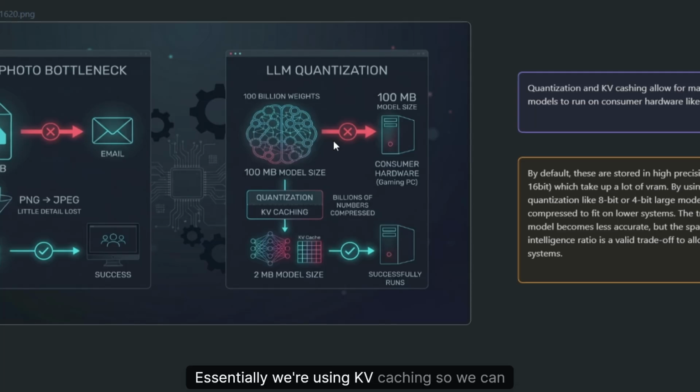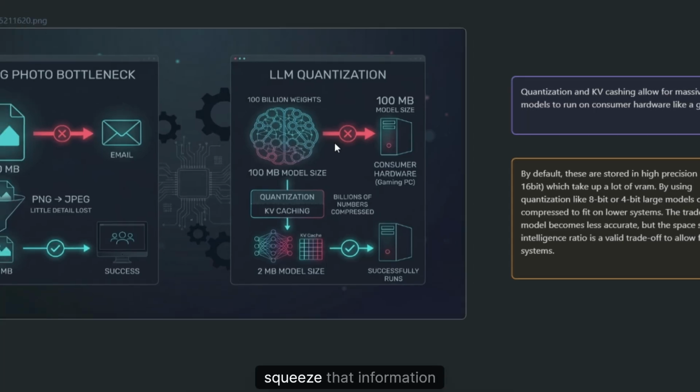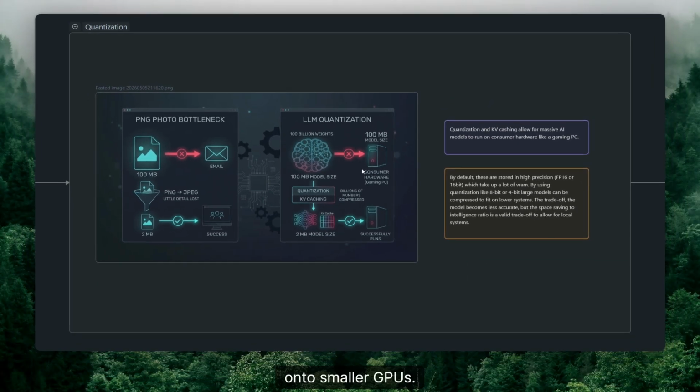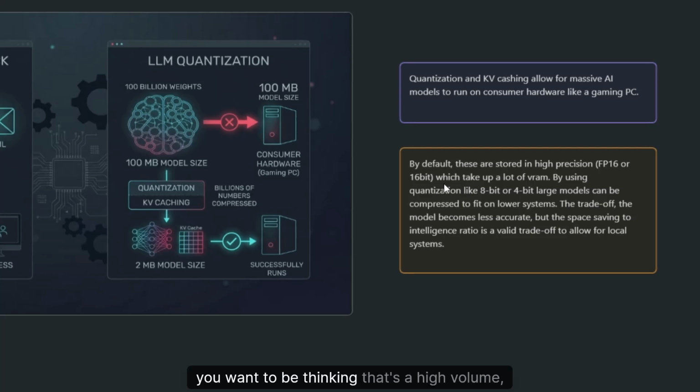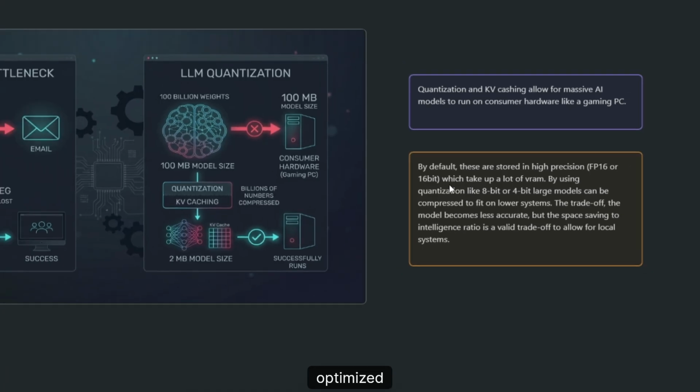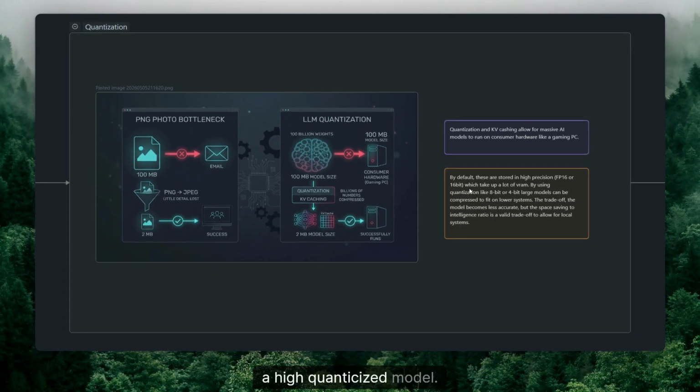Essentially, we're using KV caching so we can squeeze that information onto smaller GPUs. So by default, they are stored in high precision. So whenever you see FP16 or 16-bit, you want to be thinking that's a high volume, high quantized model. And then whenever you're applying 8-bit and 4-bit, you're essentially compressing those models into smaller chunks, allowing you to run those on less powerful GPUs.